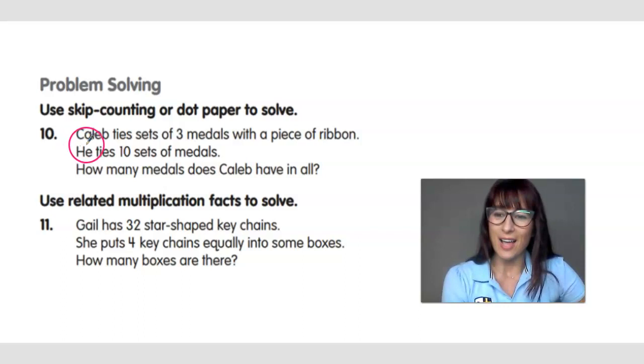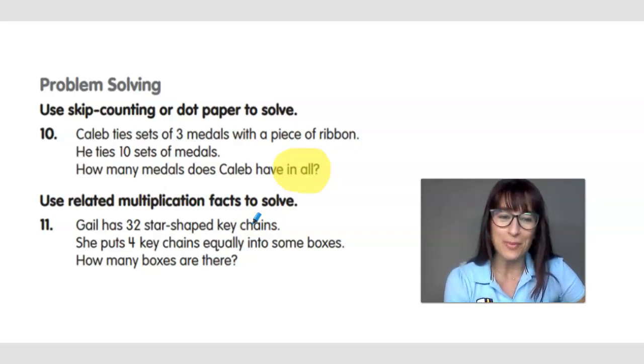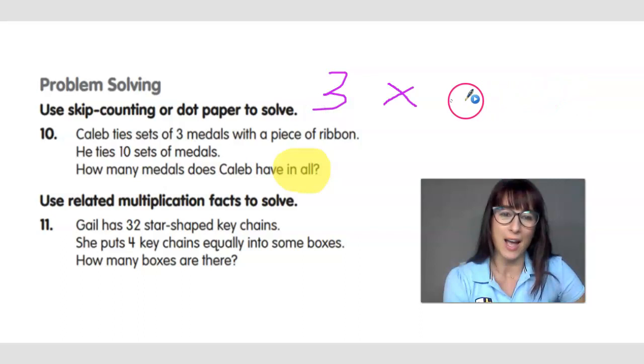Caleb ties sets of 3 medals with a piece of ribbon. He ties 10 sets of medals. How many medals does Caleb have in all? Did you just hear something that might tell you what to do? Well, I am going to grab my marker and highlight the words in all. Because it's just like asking me, what are you going to go for? I'm going for, what do you think? Multiplication. Yes, I have to multiply to get this answer. So we're going to multiply 3 by 10.